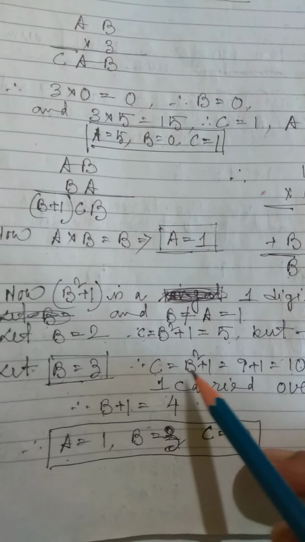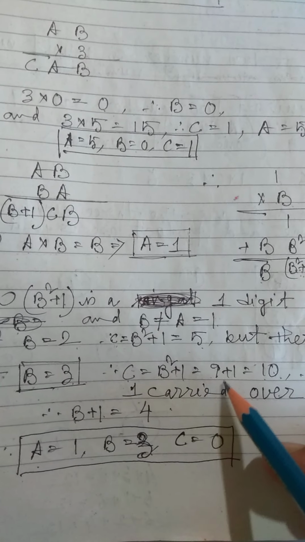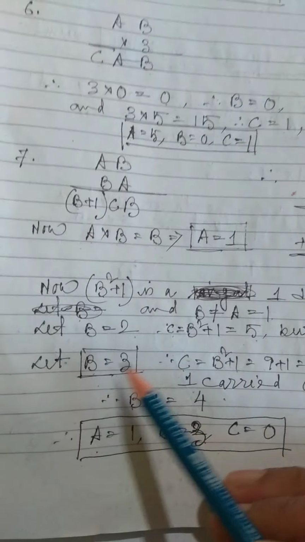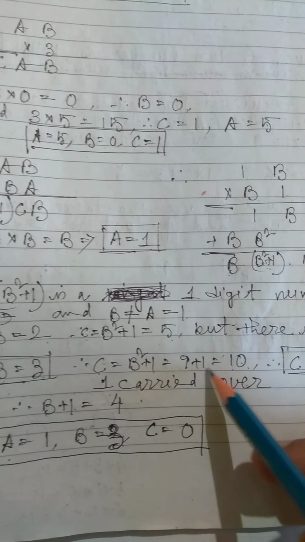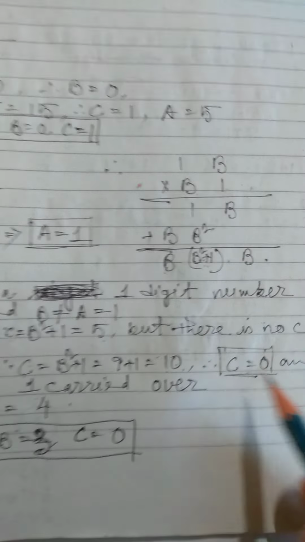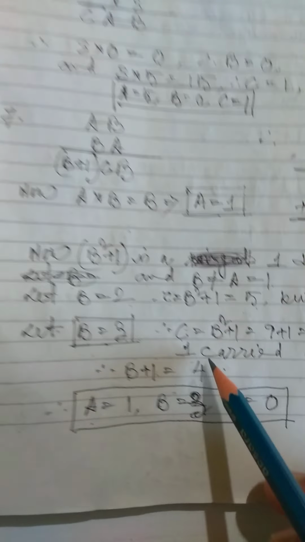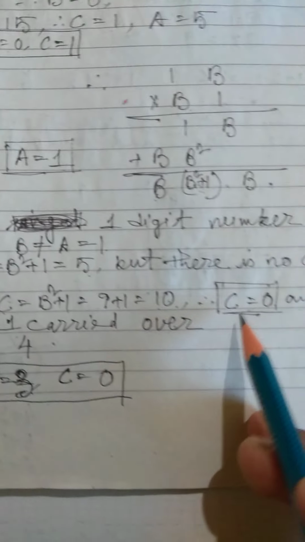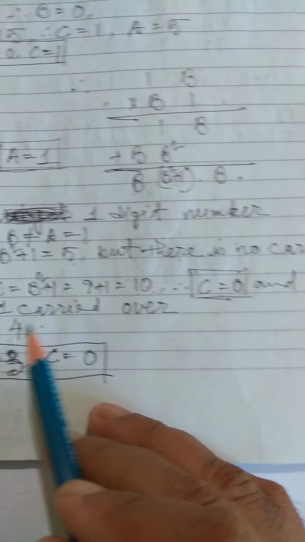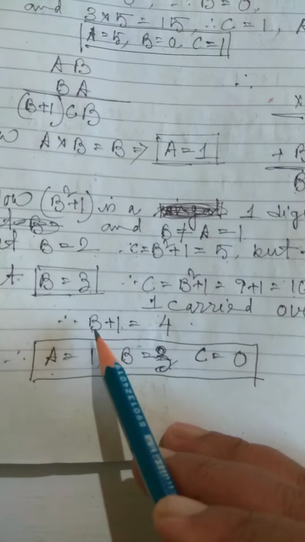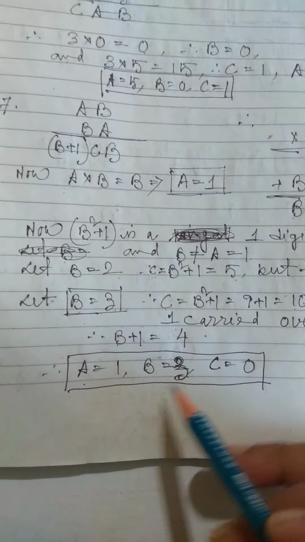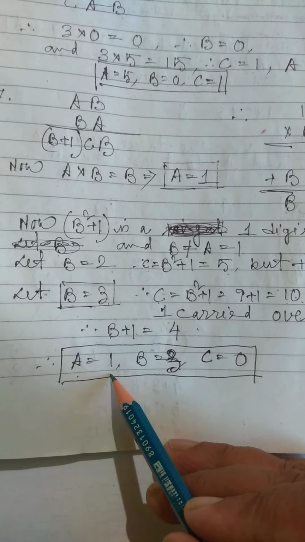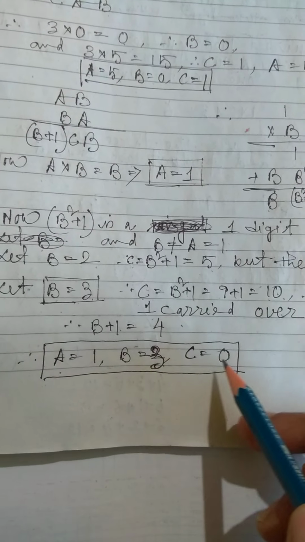Then C equals B square plus 1 equals 9 plus 1, because B equals 3. So 9 plus 1 equals 10. So C equals 0 and 1 is carried over. Therefore B plus 1 equals 4, which is satisfied. Therefore A equals 1, B equals 3 and C equals 0.